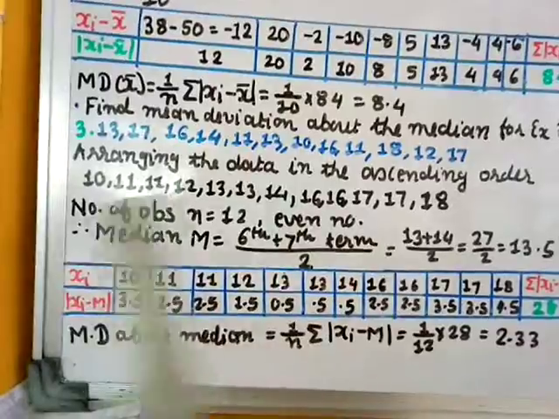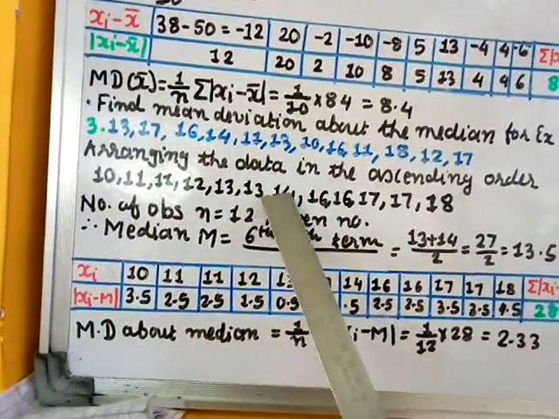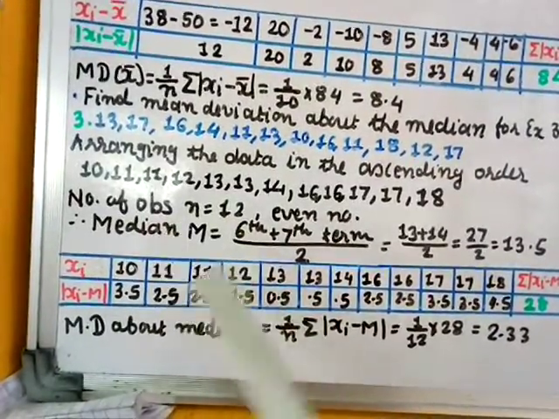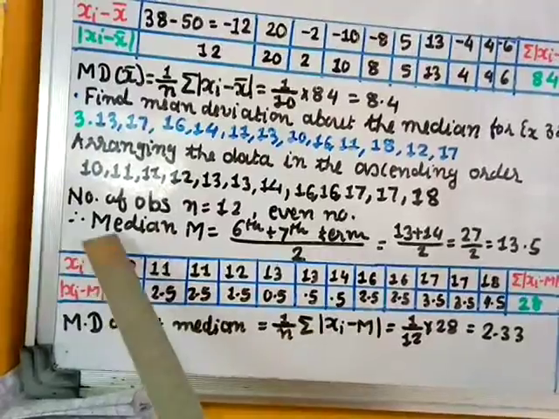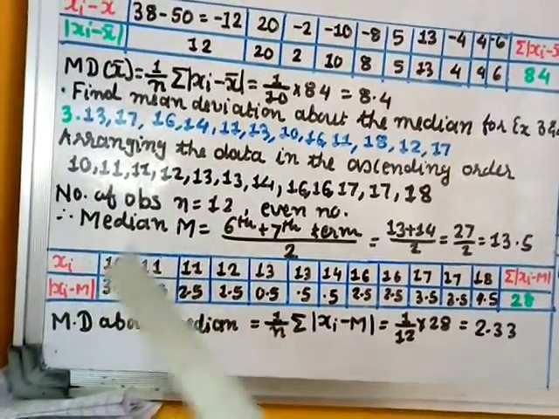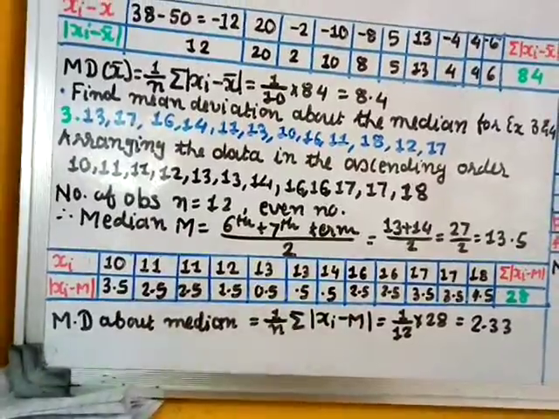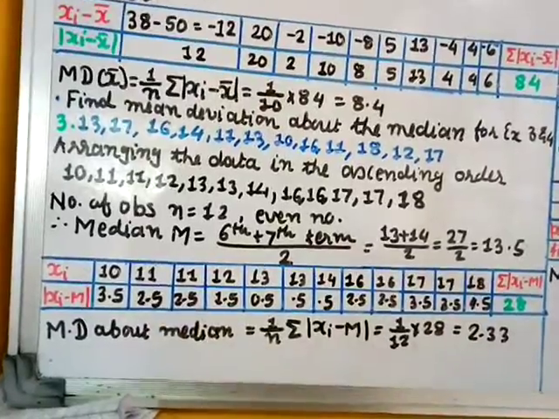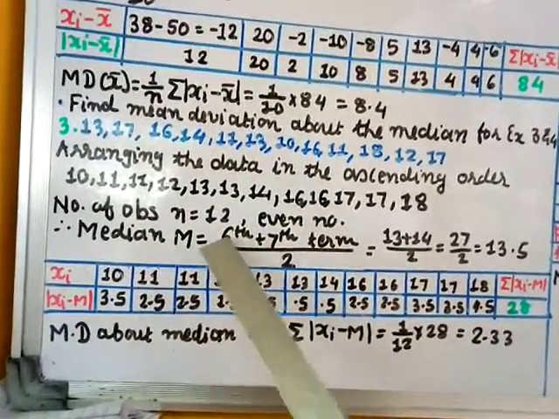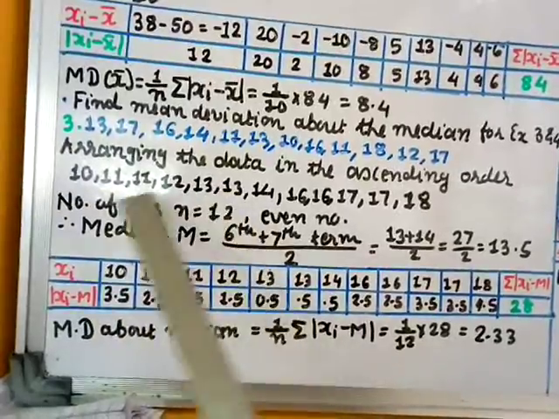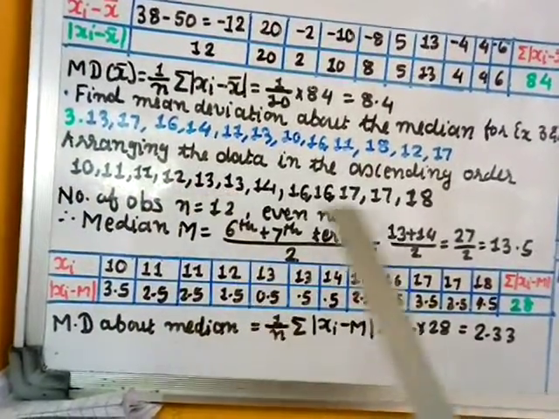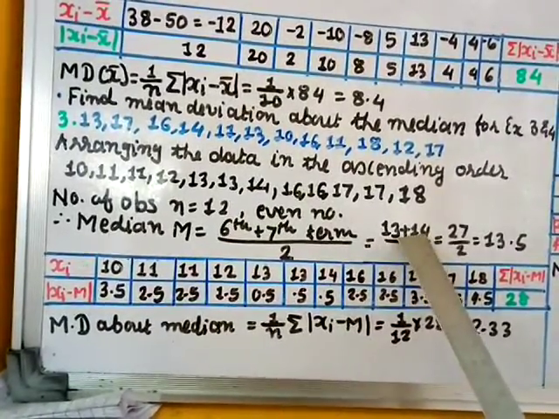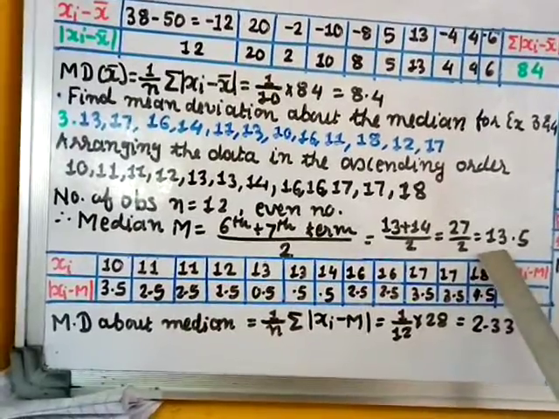Now the number of observations, just count it: 1, 2, 3, 4, 5, 6, 7, 8, 9, 10, 11, 12. So the number of observations, small n, equals 12. Now this is an even number. So the median M is given by 12 by 2, that is 6, right? You have to take the mean of the 6th and 7th terms. The 6th term is 13, plus the 7th term, that is 14. 13 plus 14 is 27, divided by 2, which gives you 13.5.